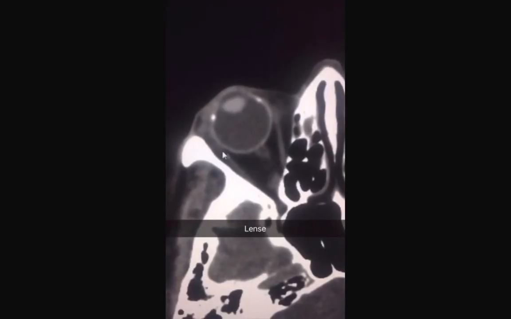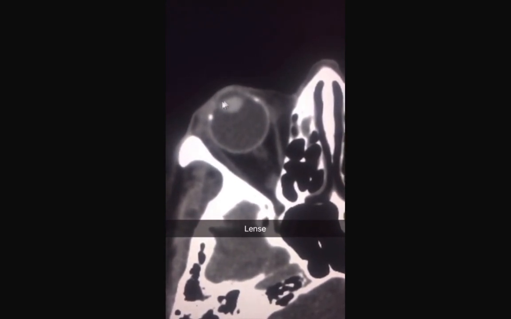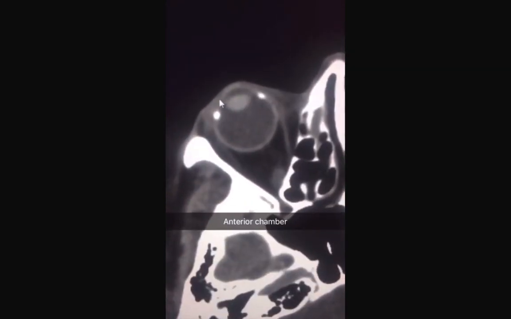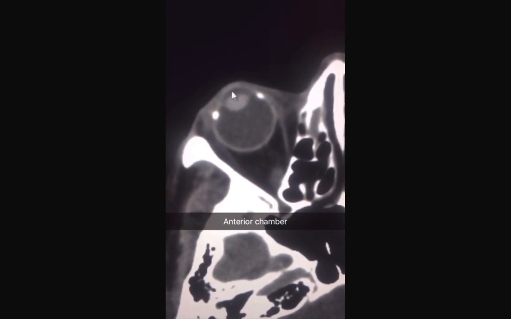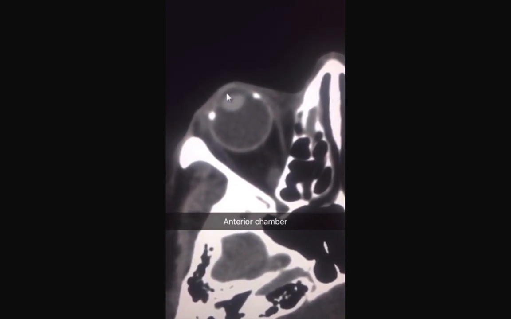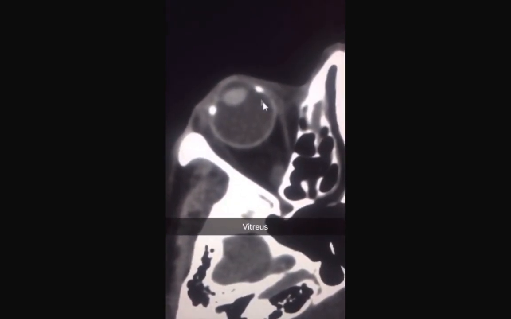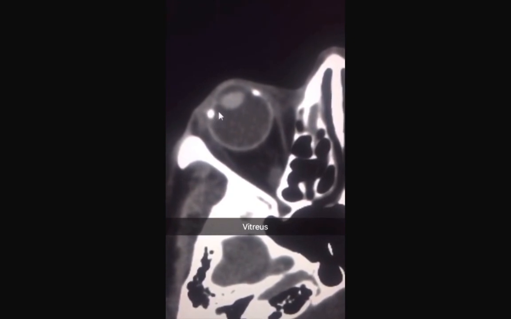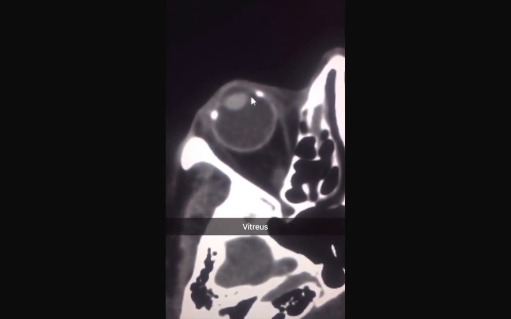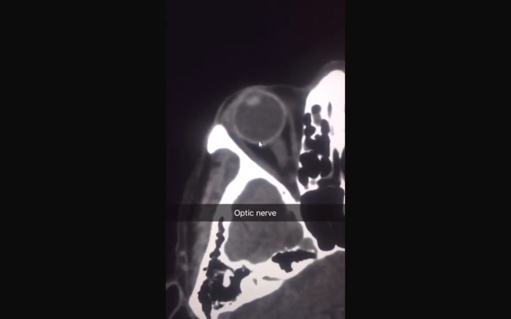This is the orbital globe, and this here, which is normally hyperdense, is a normal lens. This is the cornea, and the fluid between the cornea and the lens is the anterior chamber. The fluid-filled space behind the lens is called the vitreous, and this is called the vitreous fluid. This here is a normal optic nerve connecting to the globe.